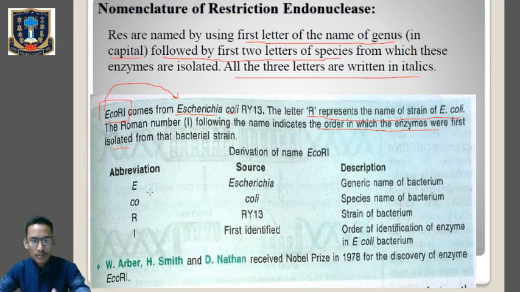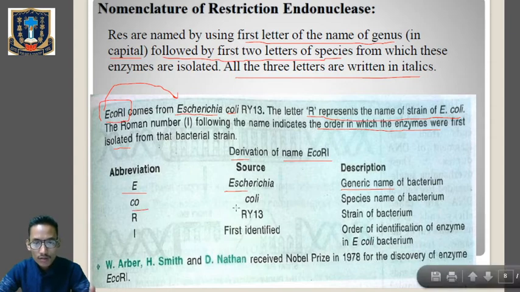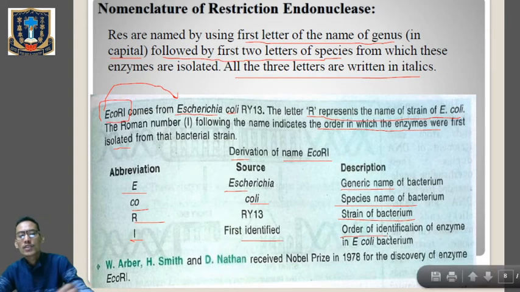Okay, so you can see over here the derivation of the name EcoR1. E is from Escherichia, the generic name, the genus. CO means coli, coming from the species name. R means the strain, the strain of bacterium, and the Roman numeral 1 indicates the order in which the bacterium has been isolated.